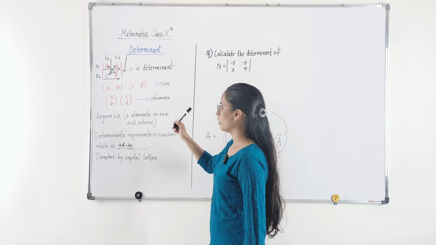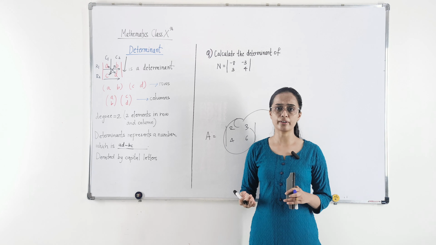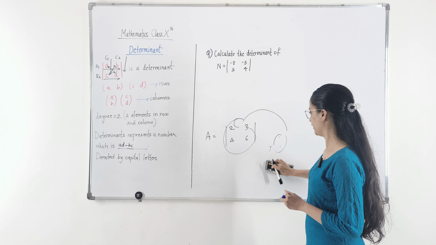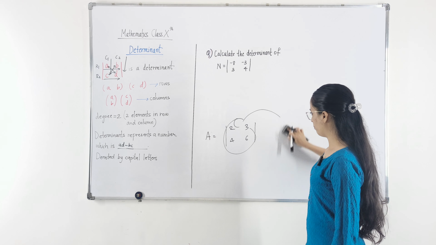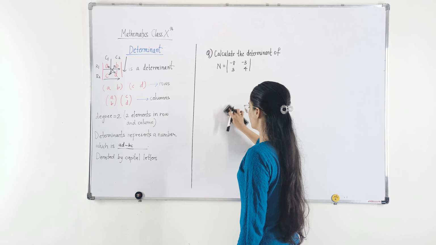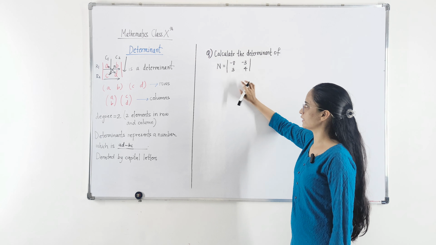So we have learned what exactly is a determinant, how you get the value for a determinant, and how it is denoted. It is denoted by using capital letters. Now let us solve a problem, or let us calculate the value of a given determinant. So calculate the determinant of N equal to this arrangement.